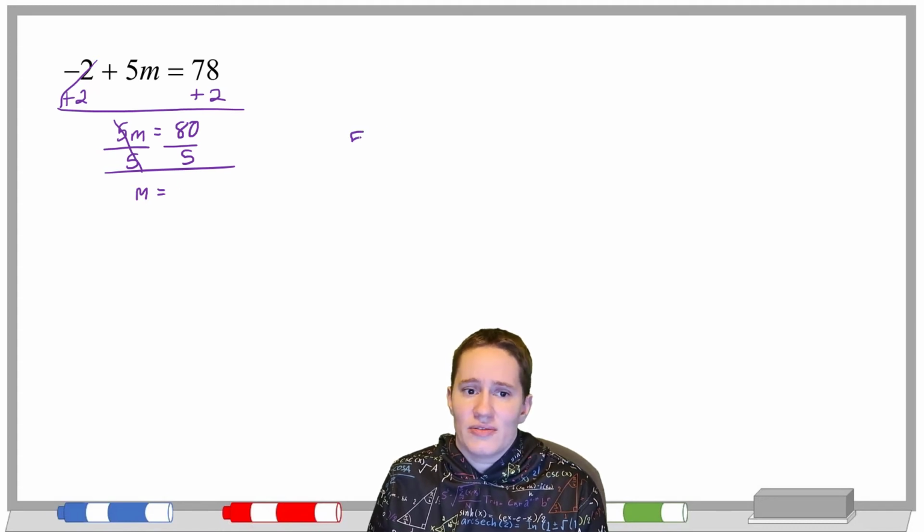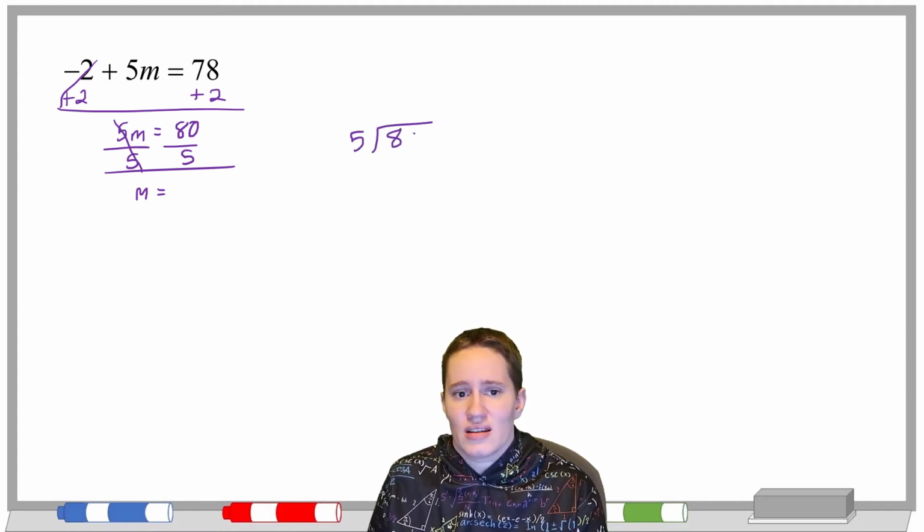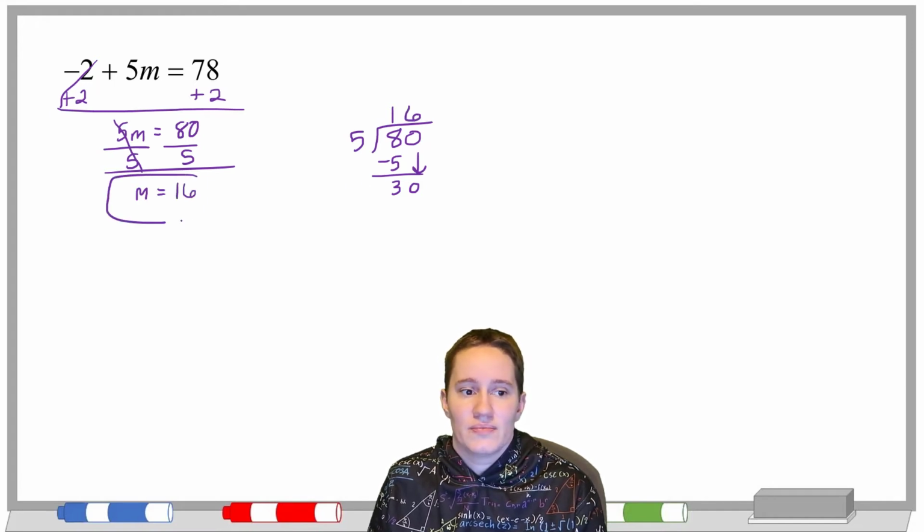80 divided by 5, what? That's not a part of my multiplication tables. 5 goes into 8 once, with 3 left over. 5 goes into 30 six times, so m is 16.